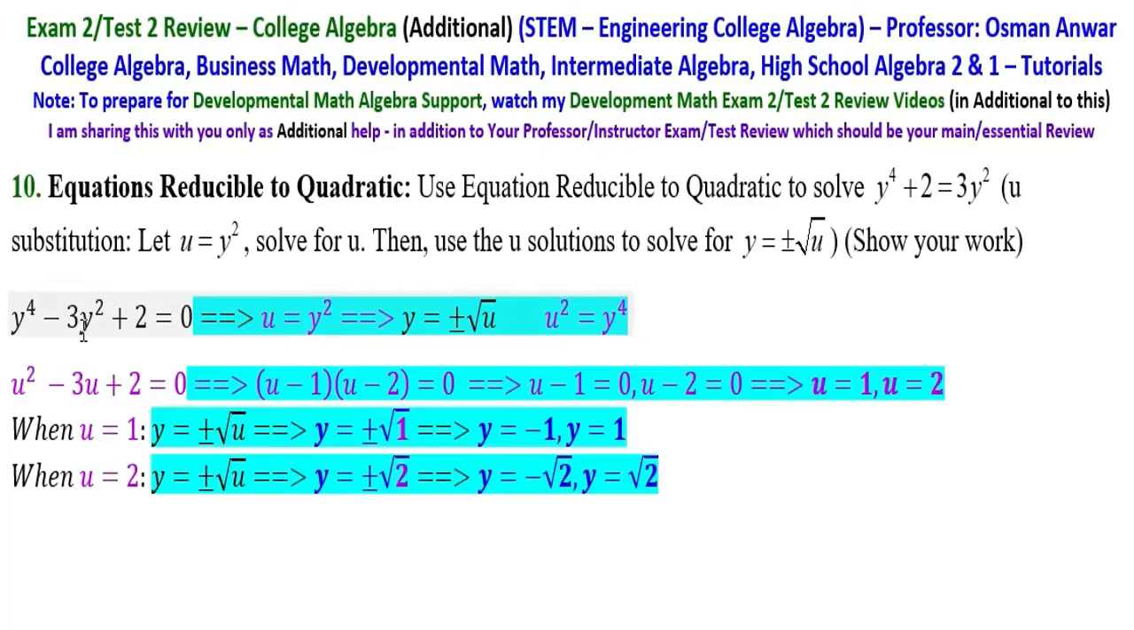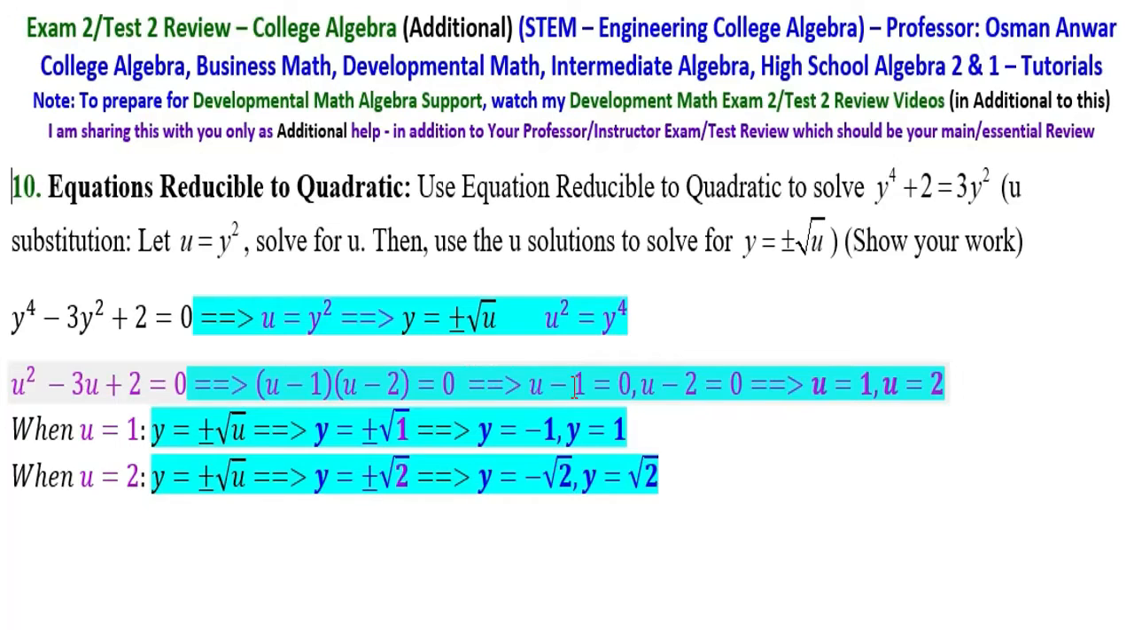So y to the 4 minus 3y squared plus 2 equals 0. That means u is y squared. That means y is plus or minus square root of u. And u squared is equal to y to the 4. So now substitute every y by u. y to the 4 is u squared, minus 3y squared is minus 3u, plus 2. This can be factored as u minus 1 times u minus 2 equals 0.